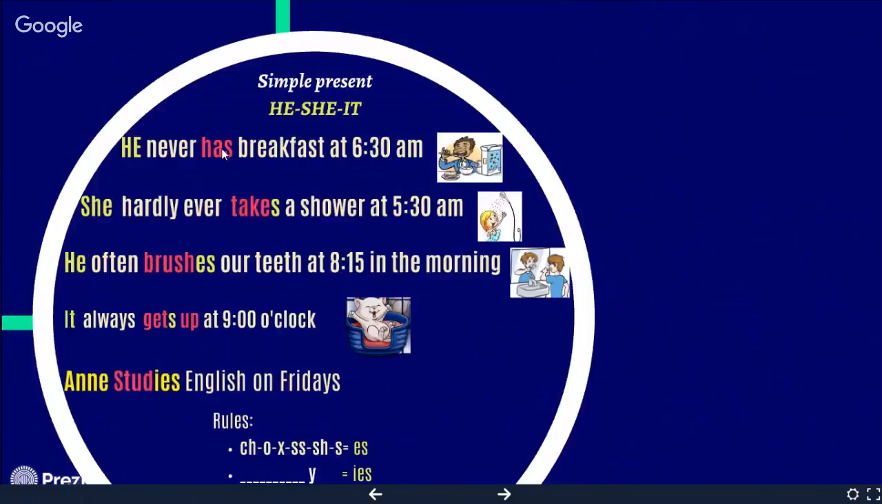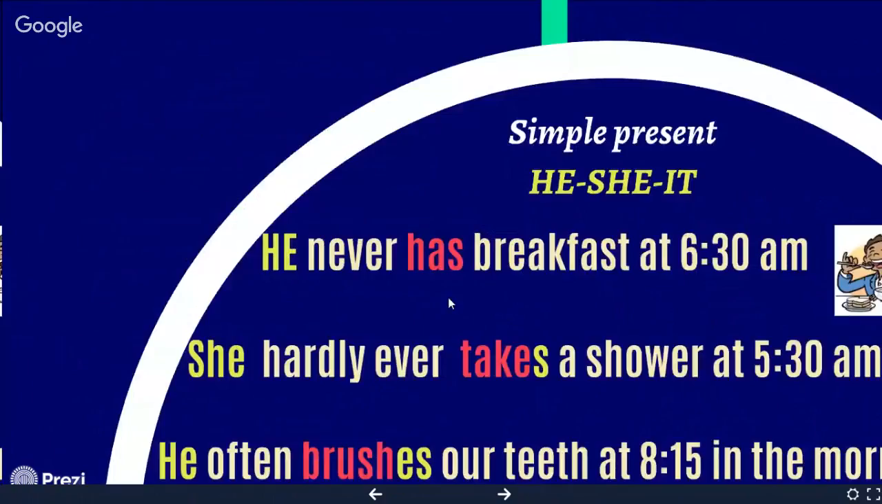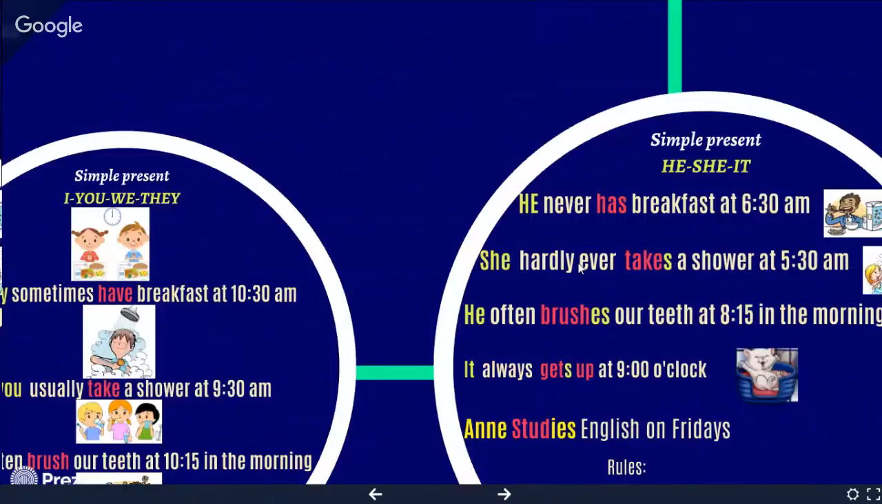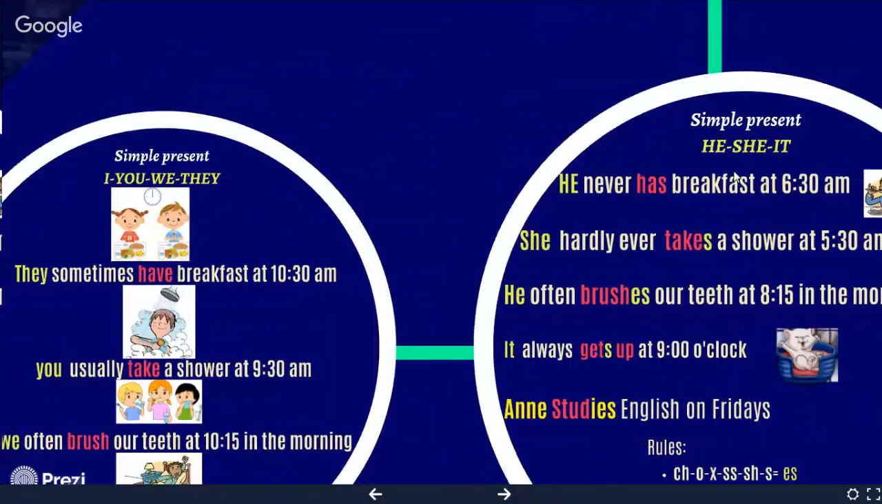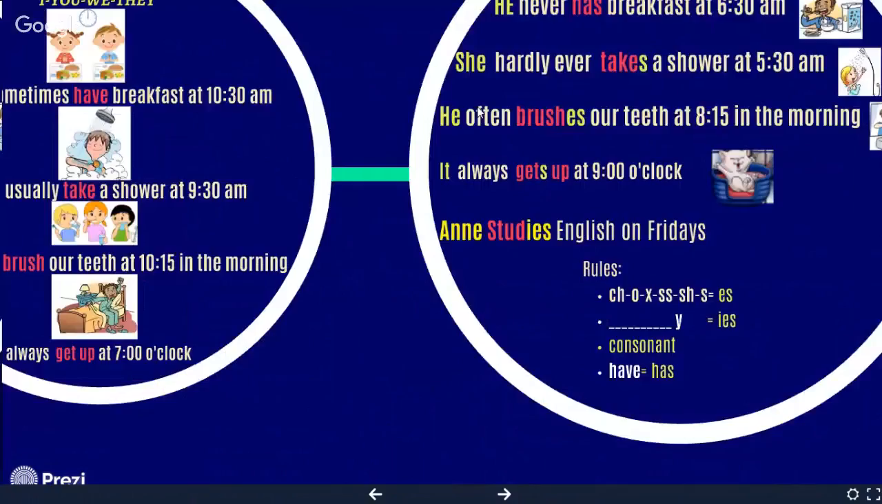For example, the first sentence. I never have. I can say have. For example, they sometimes have breakfast. But when it's he, she, it, we say he never has breakfast. The other, for example, she hardly ever takes. In this case, takes finishes with the letter K. You don't find that letter in this rule. When you don't find the letters according to the rules, you only have to add the letter s. Takes a shower. He often brushes finishes with sh. For that reason I only add es.